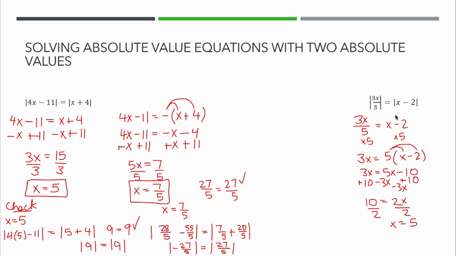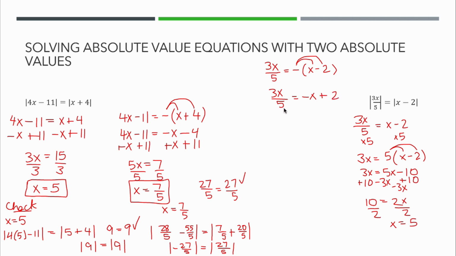Alright, let's do the opposite now. I'm just going to do it up here. 3x divided by 5 is equal to negative, in parentheses, x minus 2. Because again, we're negating the whole expression. We cannot ignore anything that is inside this absolute value. So again, I'm going to distribute that negative. So 3x divided by 5 is equal to negative x. Negative times a negative is a positive, so that is plus 2.